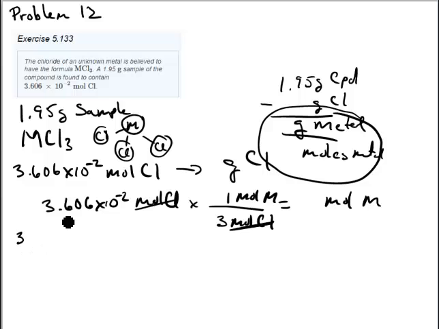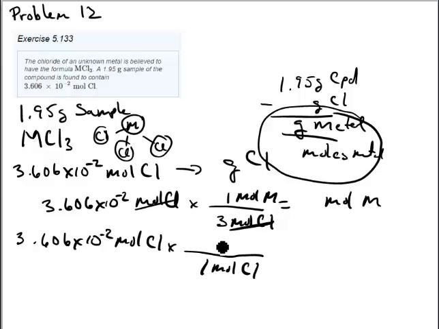So we're going to find out how many grams of chlorine to subtract that from the total mass. So that's the 3.606 times 10 to the minus 2 moles of Cl. We're going to put moles of Cl down here for every one. How many grams of Cl? Got to look that up. For chlorine, it is 35.45. That cancels that. Let's see what that is.